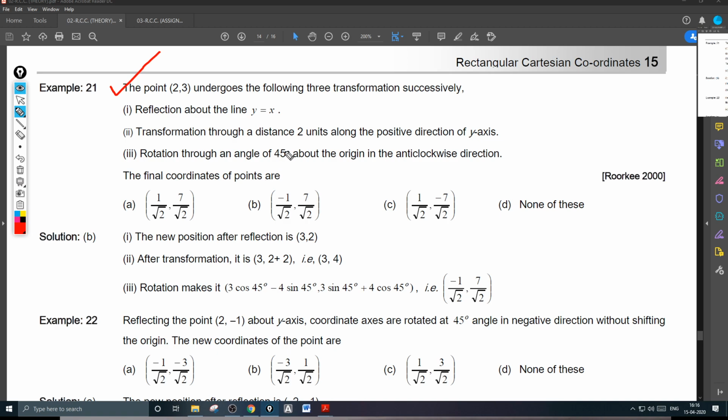Then the final coordinates of the point are, as we have already understood, when the point 2, 3 is reflected in y equals x, it becomes 3, 2. I need not tell you that because we discussed this already. 2, 3 becomes 3, 2. It is translated a distance 2 units along the positive direction of y-axis. That means it becomes 3 comma 2 plus 2, that is 3 comma 4.